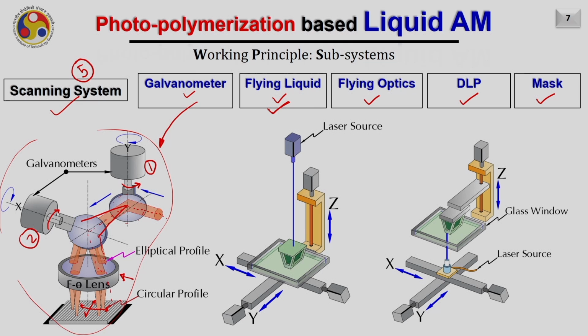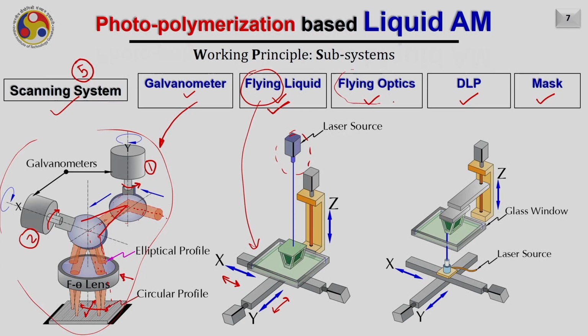In the case of flying liquid, the laser source remains stationary and the liquid bed moves in x and y direction. That is why we are saying flying liquid, because right now we have xy motion with the bed. It is very similar to what I did here. I was moving the substrate back and forth when the light was stationary. If I move the laser beam or the UV light source, then it will be called flying optics.